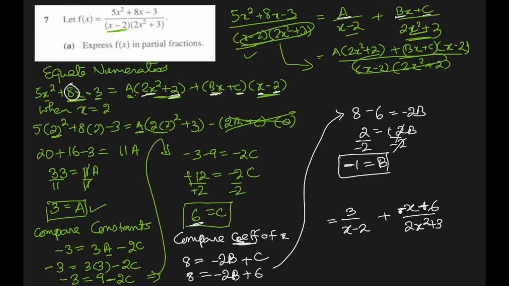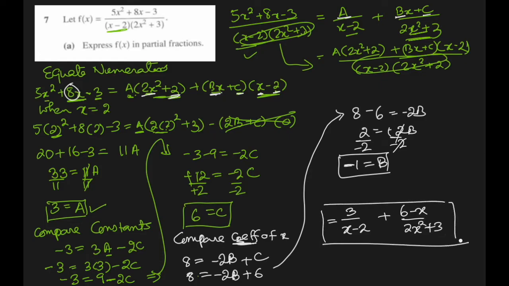And this negative and this positive, they look very odd. Mathematically, we should not write negative first. So let me change the places of negative x and 6 on top so that it looks mathematically correct. So 6 minus x will be over 2x squared plus 3. This is the partial fraction for us.